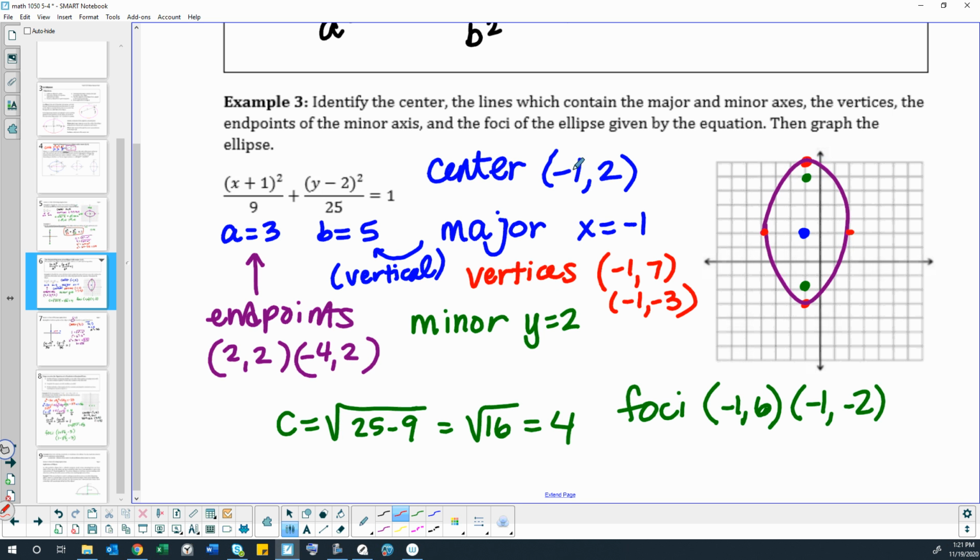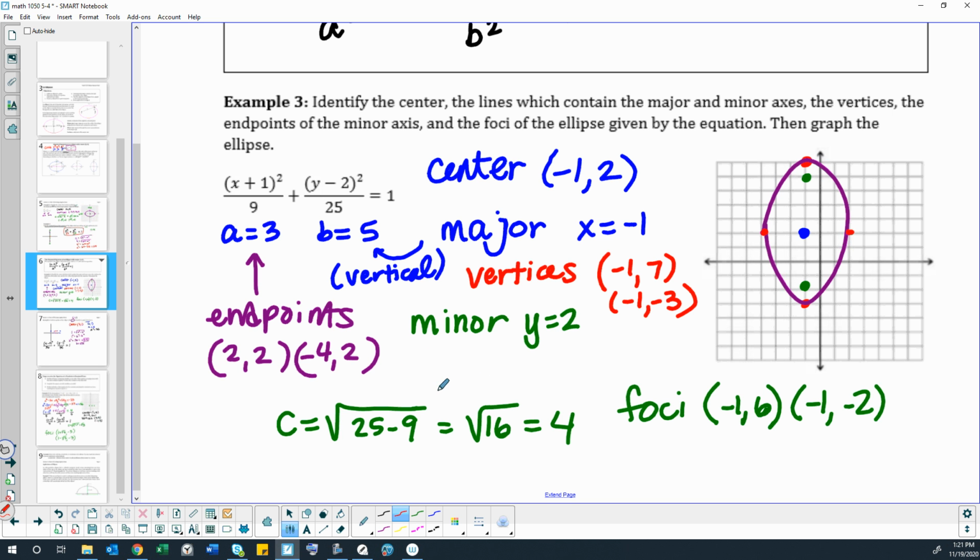But the x value, the center is at -1. We're adding 3 to -1 and we get 2. We're subtracting 3 from -1 and we get -4. Or you can just count it and find those numbers that way. So there's our minor axis and the endpoints of our minor axis.